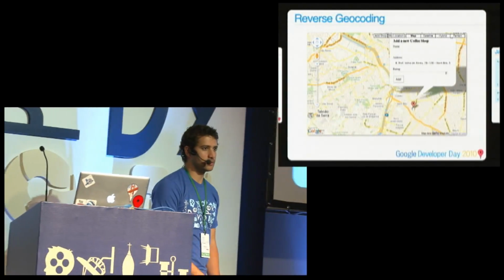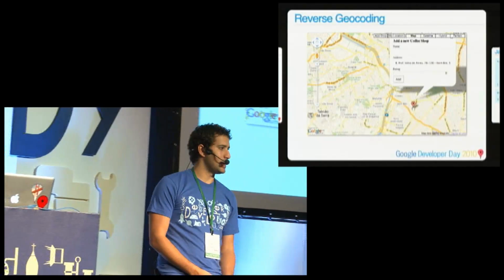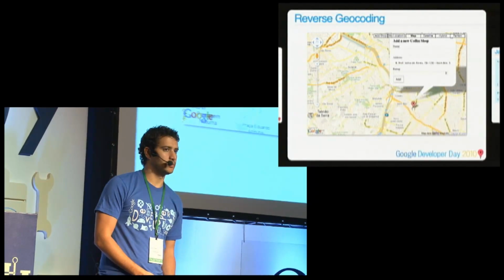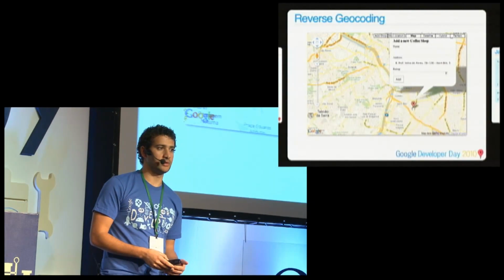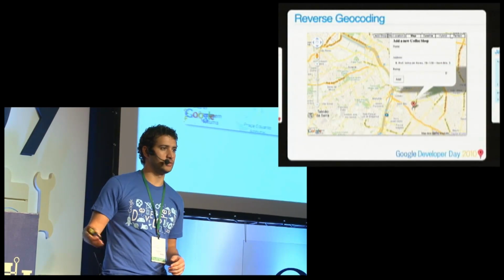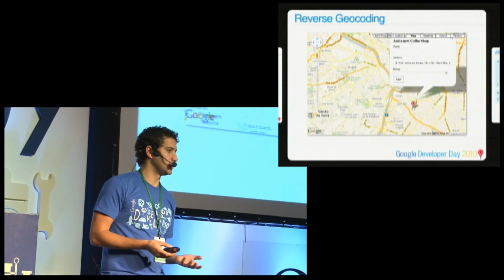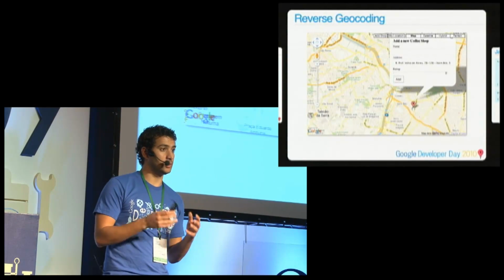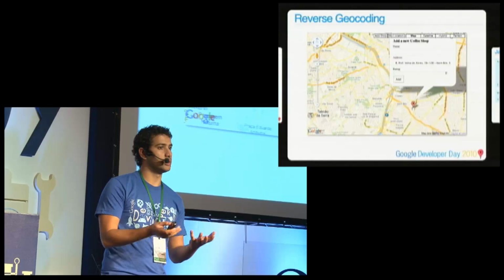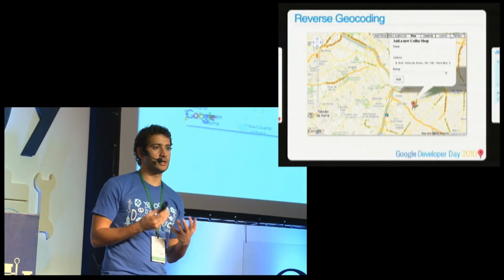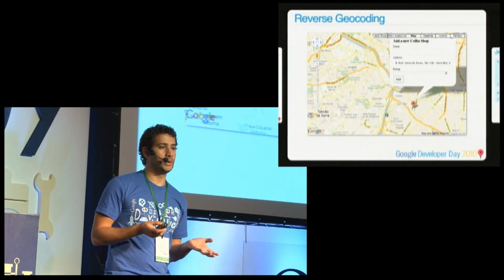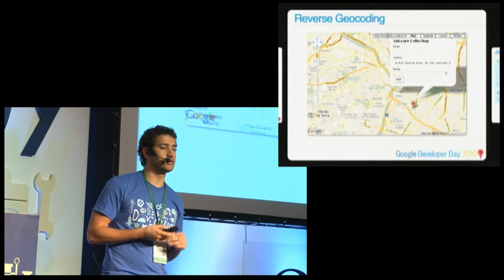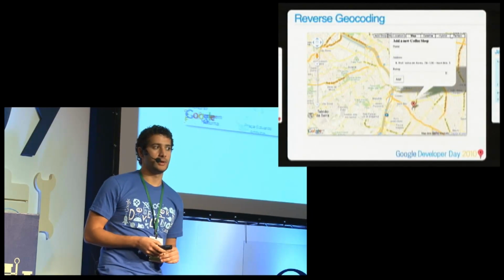For those of you that don't know, this is called reverse geocoding. The Maps API has what we call geocoding, which is a process of taking an address and getting back a latitude and longitude. It also has reverse geocoding, which is the process of taking a latitude and longitude, sending it to our servers, and us trying to give you basically our best guess for what specific address you're at.